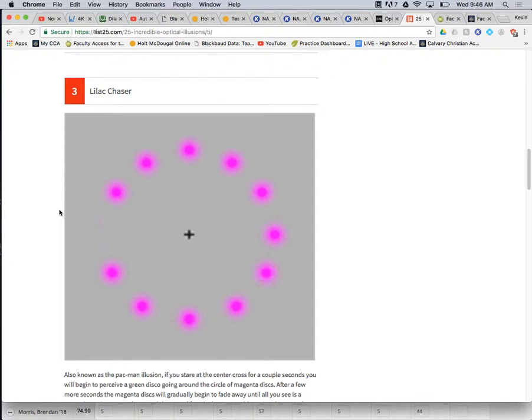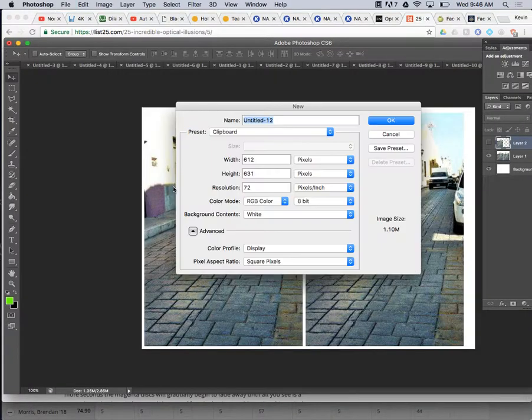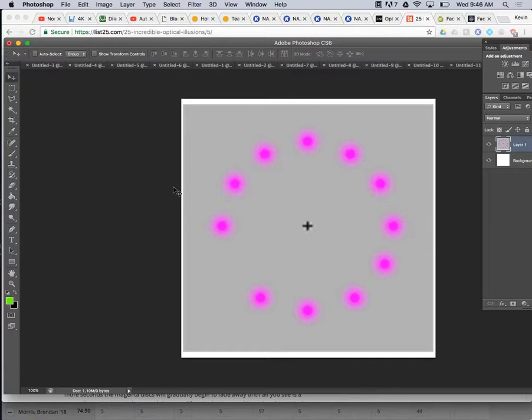Watch, let me, I'll take a snapshot real quick. I'm so confused. There's no green dot.